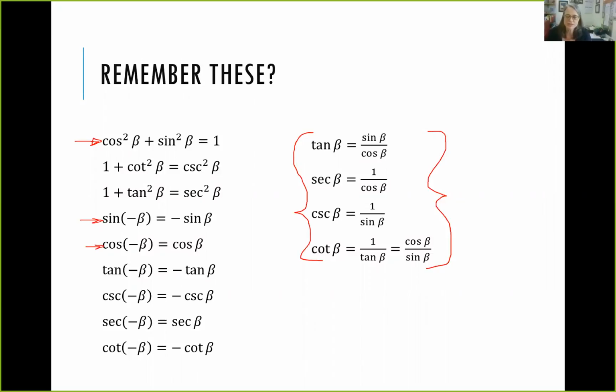So make sure you can derive the ones that I'm going to mark in blue. If you don't memorize them, you need to be able to derive them. So it's one way or another, you need to know everything on this slide. Okay, red means memorize. Blue means memorize or derive, whichever is easier for you.